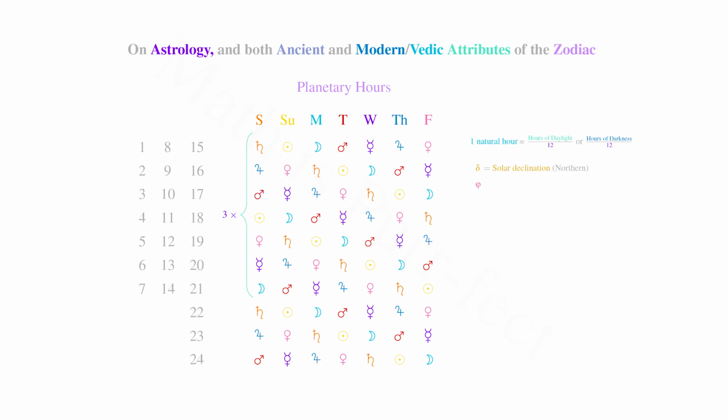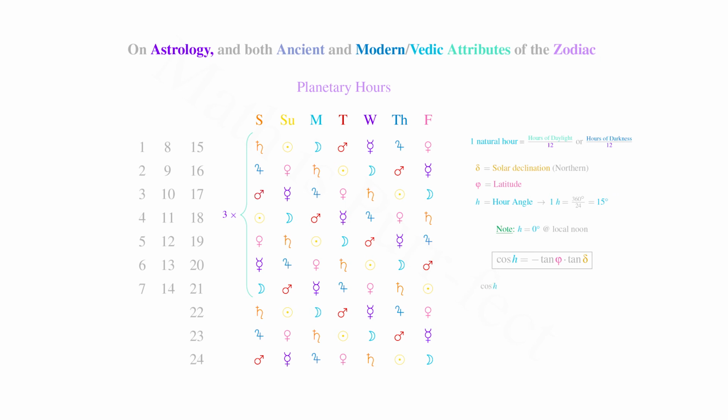Next, we let phi be our latitude, and h be what's termed the hour angle, meaning 1 hour angle is 360 degrees over 24, or 15 degrees of arc. Note that the hour angle is 0 degrees at local noon. The relationship between these 3 variables is given as cosine of the hour angle h being equivalent to minus tangent of the latitude phi times tangent of the solar declination delta.